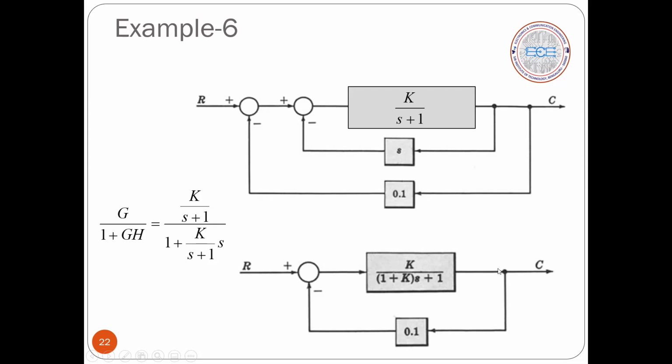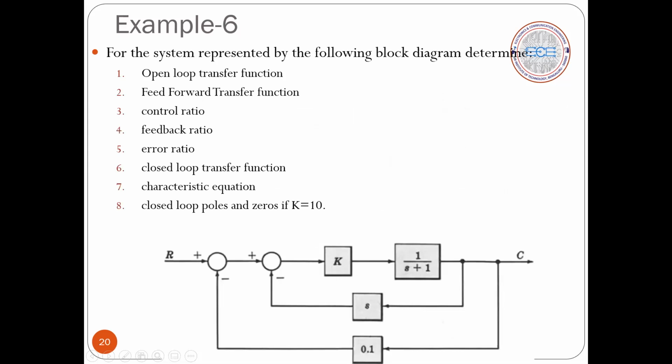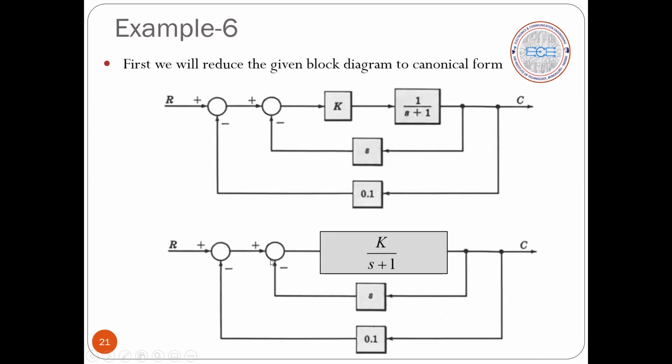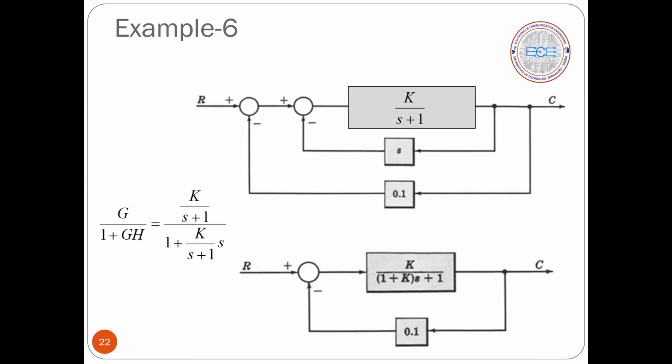So this is now our standard canonical form. Now this becomes my new G. This becomes my new H. So this is the standard canonical form. We don't simplify this further, because we have to find a few parameters here. For that, it is better to keep the block diagram in this standard canonical form. So this is G of S, this is H of S, this is R of S, and this is C of S.